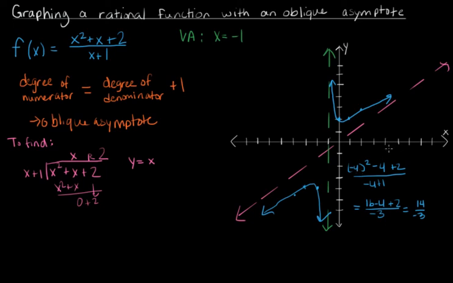And so that is how you graph a rational function with an oblique asymptote. Remember that the degree of the numerator needs to be equal to the degree of the denominator plus 1. Also remember that you need to try to simplify this first. And if it can simplify, it's a different kind of thing. We're going to talk about that different kind of thing in another video. But for now, this is how to graph a rational function with an oblique asymptote.